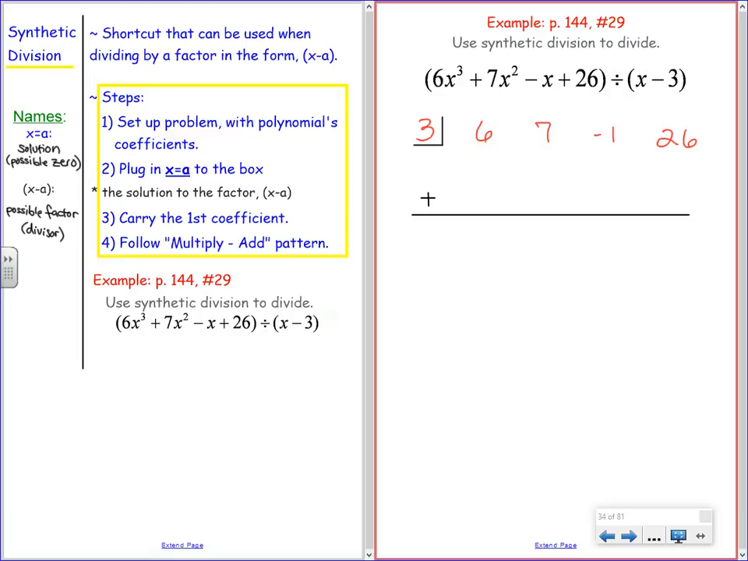What do I mean by the next step? Carry the first coefficient. Bring the 6 down. And what's your multiply-add pattern? 6 times 3, put it, and then add it to the next coefficient. The rest of you guys keep going. You know what to do, right? Multiply again, 3 times 7. Add it. Uh-oh. We need a calculator. No, you don't. Come on. Don't be lazy. Carry the 1 and we have 22, right?